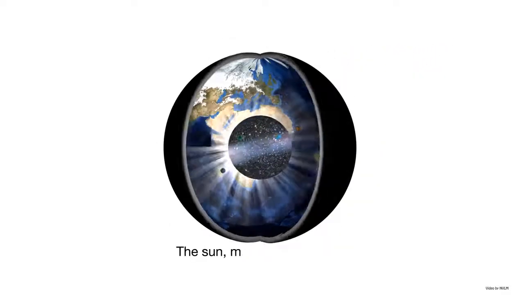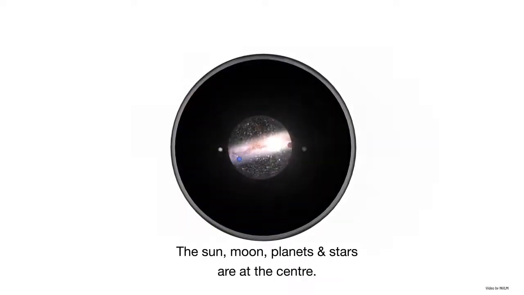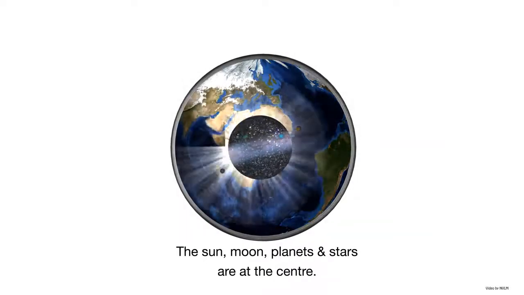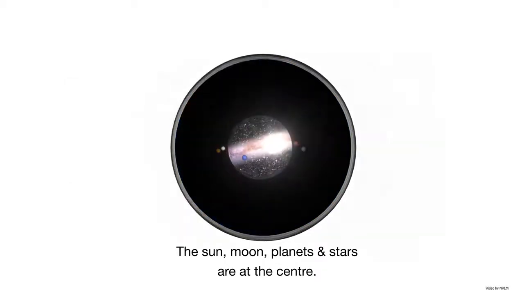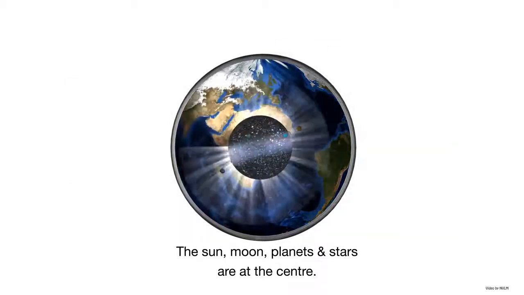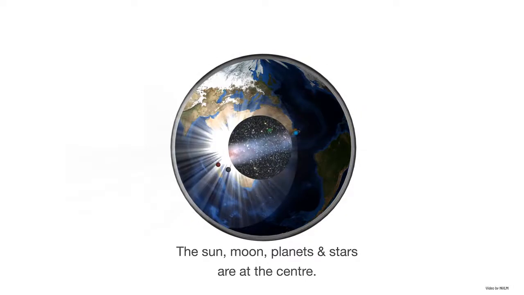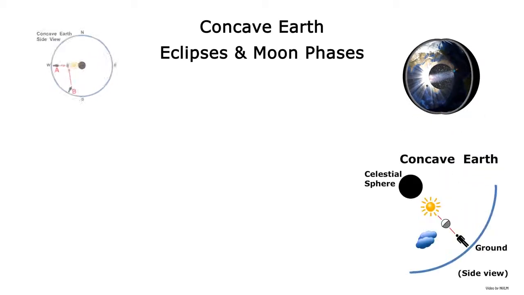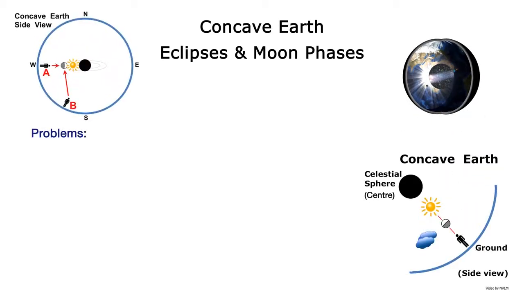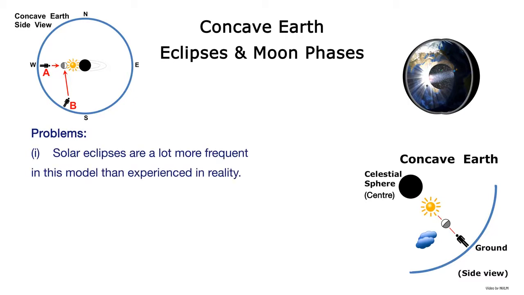In the concave Earth model, the Sun, Moon, planets and stars are at the center. The Moon orbits between the Sun and the Earth. There are numerous problems with this model. Solar eclipses would be a lot more frequent in this model than experienced in reality. Firstly, when the Sun and Moon are in the same hemisphere, then there would be a solar eclipse. This doesn't happen.